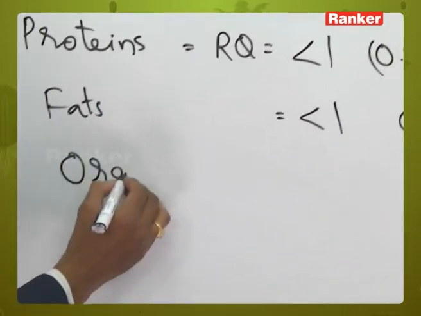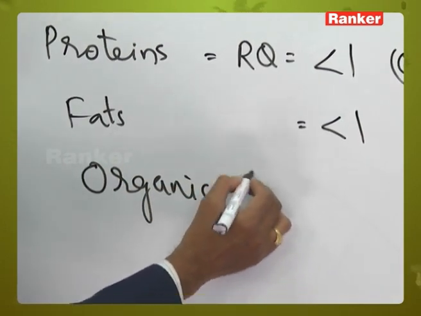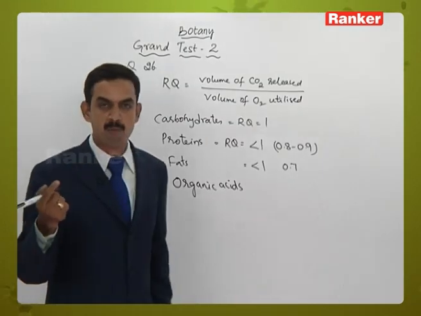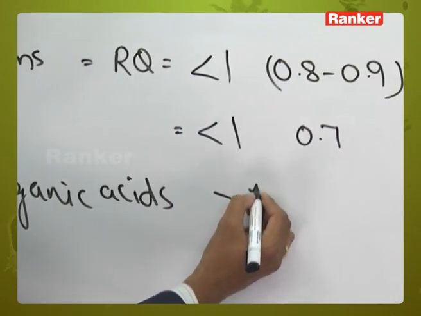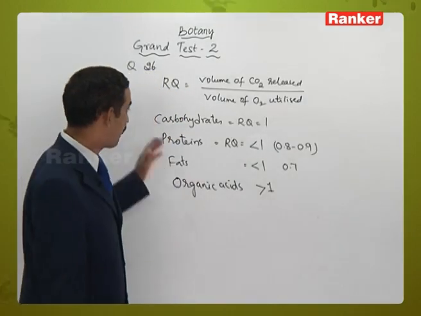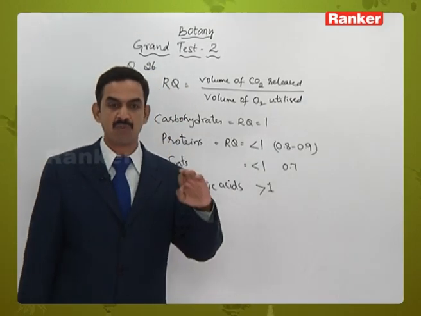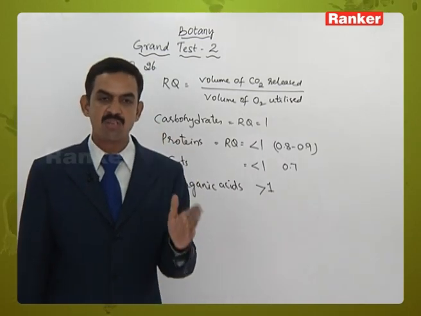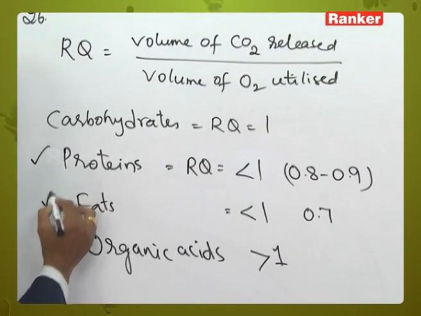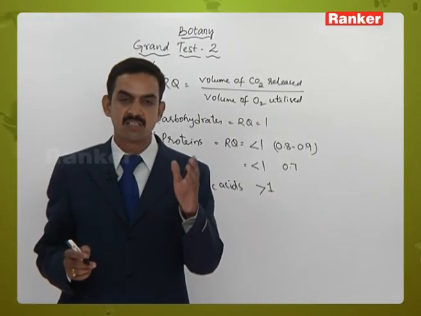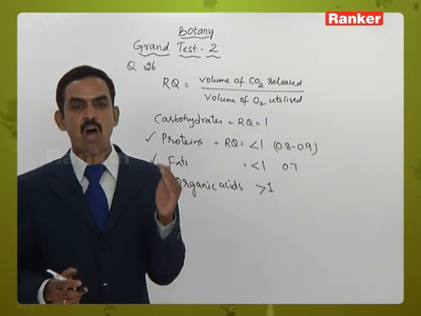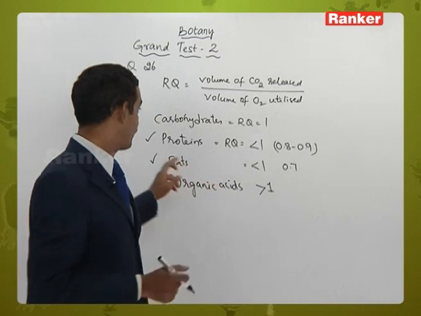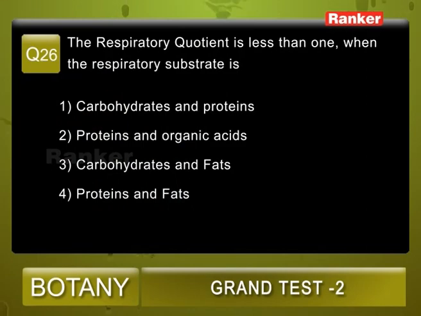And organic acids. Organic acids have more oxygens when compared to carbons in them. So the RQ value will be more than 1. So from the given options, the substrates which have an RQ value less than 1 are proteins and fats. So question number 26, related to the RQ value, which substrates will have an RQ value less than 1, that is proteins and fats. So question number 26, the correct answer is 4.